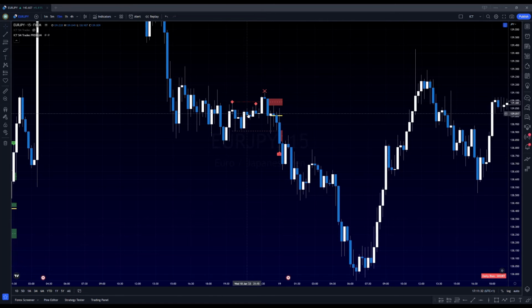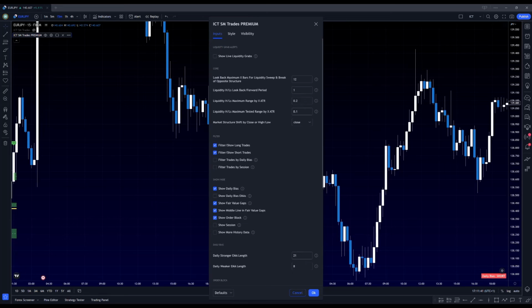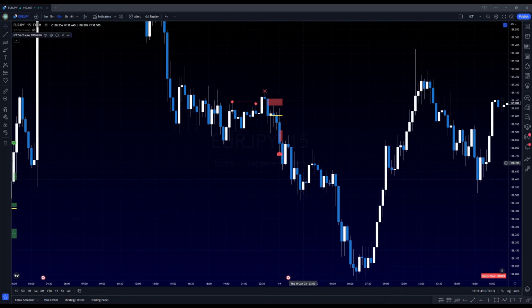In the settings of the indicator, you can set whether only long or only short trades will be shown. This is something about the indicator settings. Long trades are green and short trades are red. Okay, so this was all for the ICT and SMC concepts.